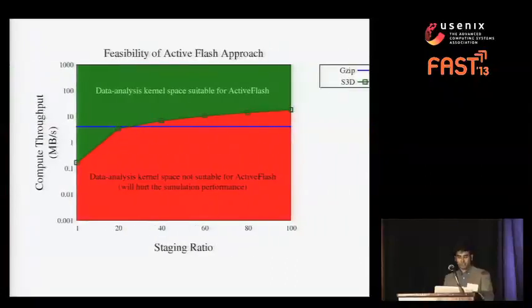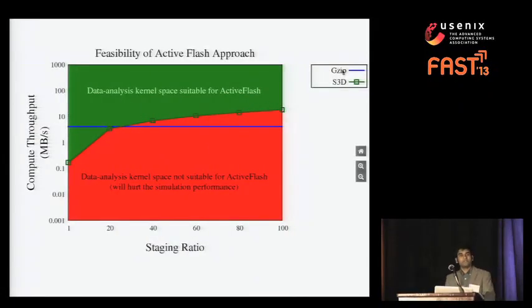For example, let's look at ggip. Ggip is an analysis kernel, and obviously it's constant. It has nothing to do with staging ratio. It is a constant throughput given an input. When the staging ratio is less than 30, it actually can be placed because the compute throughput, the megabytes per second at which data crunching happens, is good enough to be placed for active SSD, active flash. But as soon as the staging ratio gets higher than 30, this blue line is below this bar. And that means if we place it, it will hurt the simulation.